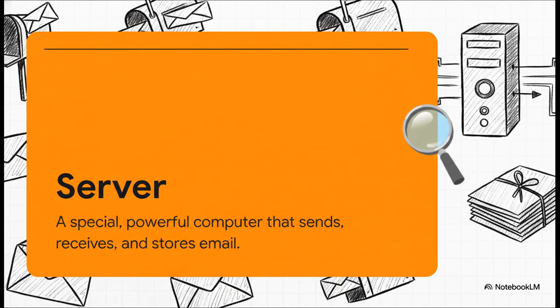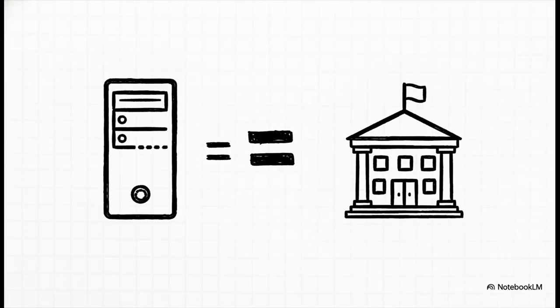So from your desk, your email client zips your message over to something called a server. A server is just a really powerful computer that's always on, always working. Its whole job is to send, receive, and store emails. It does all the heavy lifting behind the scenes. And to bring it back to our analogy, that server is your local post office. It's the first official stop. It takes your digital letter, stamps it, and gets it ready for its big journey. Every email provider out there, from Google to Microsoft, runs a huge network of these digital post offices.